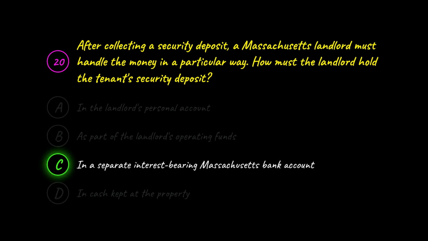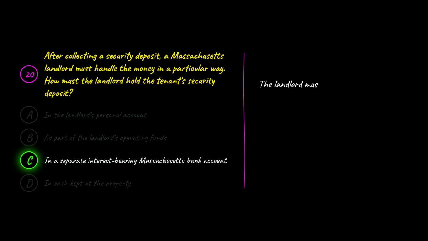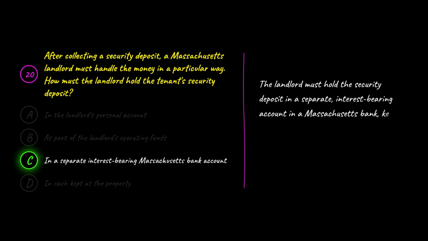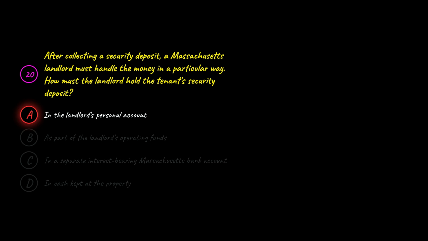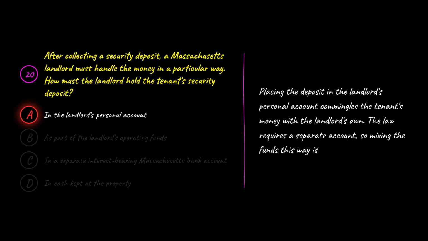The correct answer is C, in a separate interest-bearing Massachusetts bank account. C is correct because the landlord must hold the security deposit in a separate interest-bearing account in a Massachusetts bank, kept apart from the landlord's own funds. The deposit remains the tenant's money, protected even from the landlord's creditors. A is wrong because placing the deposit in the landlord's personal account commingles the tenant's money with the landlord's own. The law requires a separate account, so mixing the funds this way is prohibited.